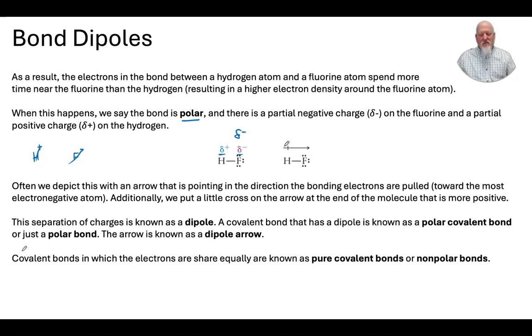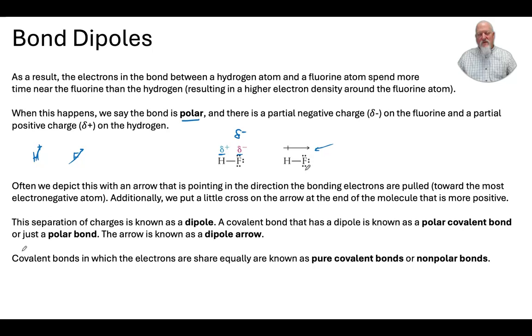A lot of times we prefer to draw an arrow, and that arrow simply shows the direction in which the electrons feel the strongest pull, and then we put a little cross on the end that is the more positive side. Okay, so that's called a dipole arrow because the molecule has a dipole. It's got a separation of charges.